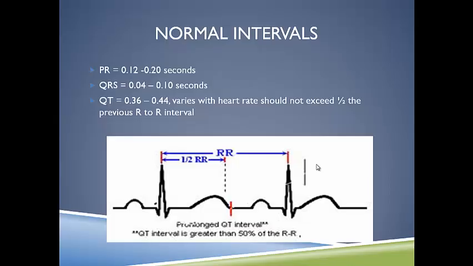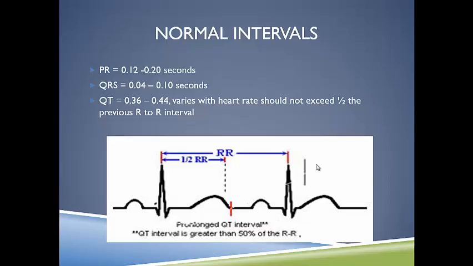Now, your QT interval varies with your heart rate. Very slow or very fast heart rate changes this, and 0.36 to 0.44 in a very slow or very fast rhythm may be abnormal for the patient. So when it's very slow or very fast, meaning less than 60, greater than 100, you should go with the fact that the QT should not exceed half the previous R to R interval.